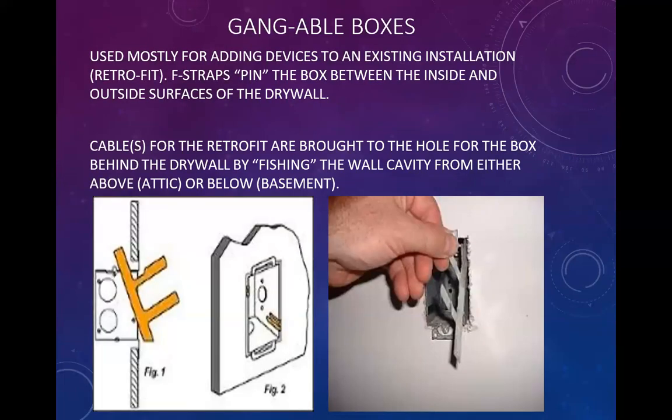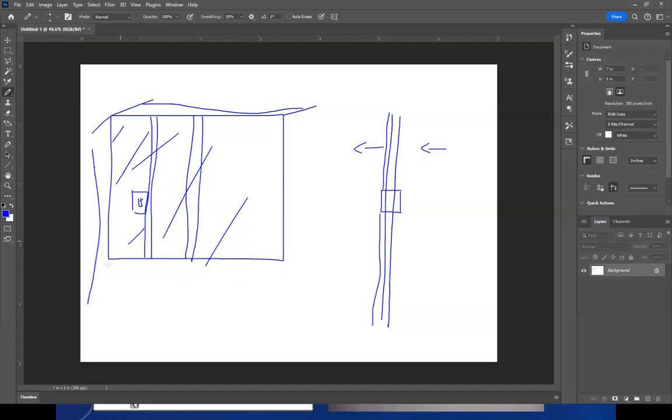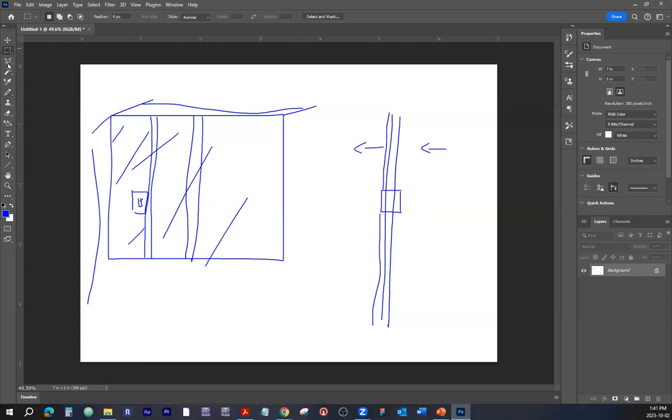Another type of device. This is something called an F clip, because it looks like the letter F. Usually you mount the boxes here. Here's one box. Maybe there's some other device box that you're going to mount. But usually, before the drywall is put on in new construction, you mount the boxes to the studs.